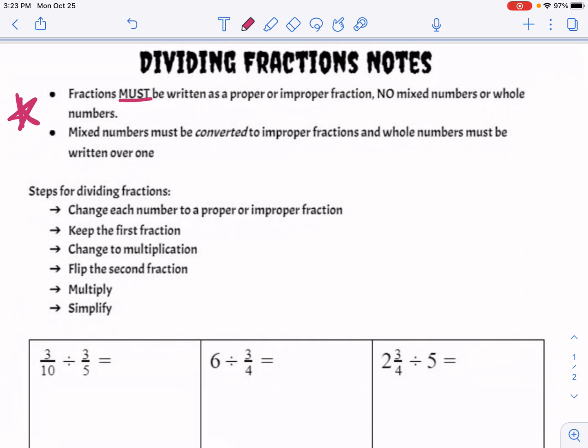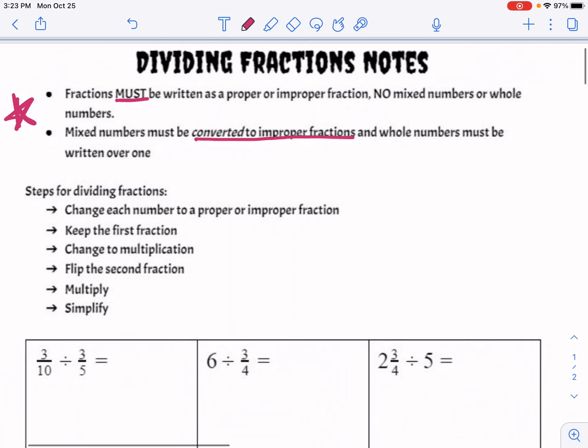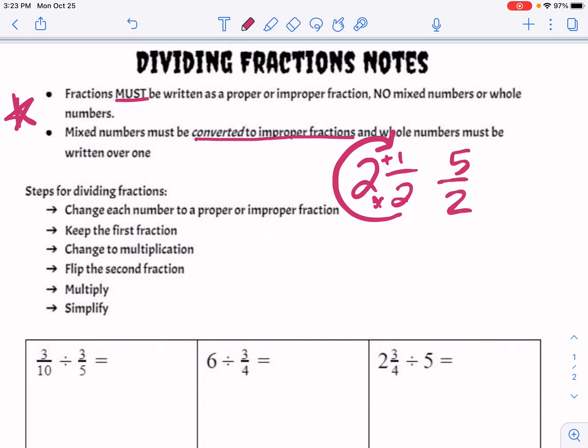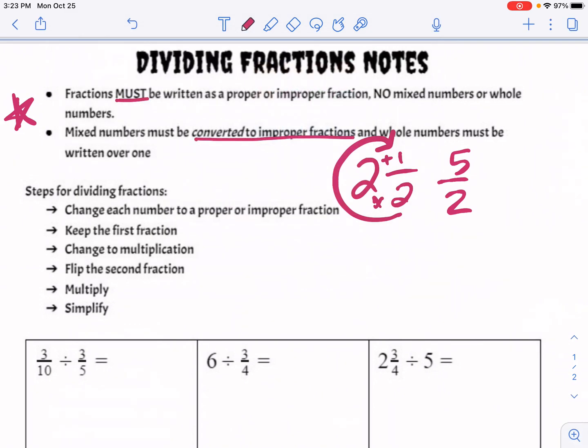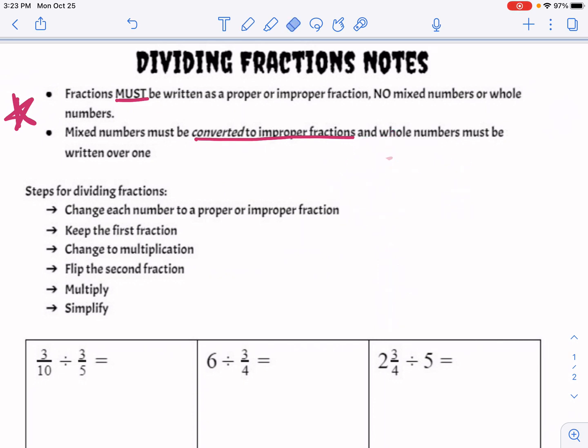So to do that, mixed numbers must be converted to improper fractions. For example, if you had 2 and 1/2, you would do the backwards C, multiply here, 2 times 2 is 4, add here, 4 plus 1 is 5, so it's just 5/2. All right, and then if you have a whole number like 6, you just got to put a 1 underneath it like that. Then the rule for dividing fractions, some of you guys remember this from last year, but it is right here.